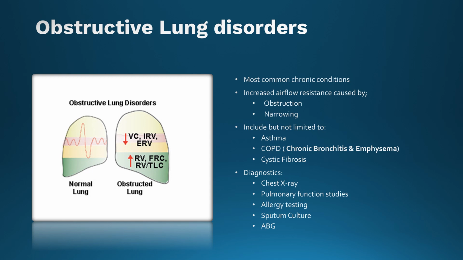Obstructive lung disorders are the most common chronic condition. These are caused by an increased airflow resistance as a result of an airway obstruction or narrowing. These include but are not limited to COPD, so chronic bronchitis or emphysema, cystic fibrosis, and asthma. These are commonly diagnosed through a chest x-ray, pulmonary function study, allergy test, sputum cultures, or an ABG collection, so the arterial blood gas.